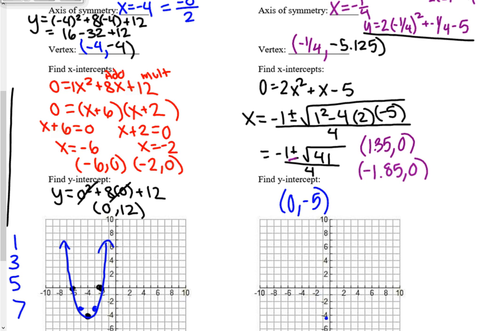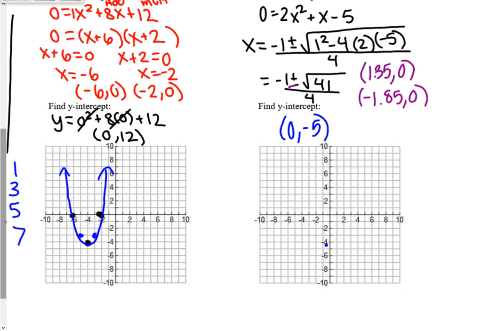So I'm going to go ahead and move my vertex down. Instead of negative 4, it's going to be under negative 5. So then I have my y-intercept over at 0, negative 5. I have my two x-intercepts at 1.35 and negative 1.85. Okay. I can use my axis of symmetry to reflect my negative 5, and now I have my quadratic graph. Please come in if you have any questions. Sorry about that mistake.